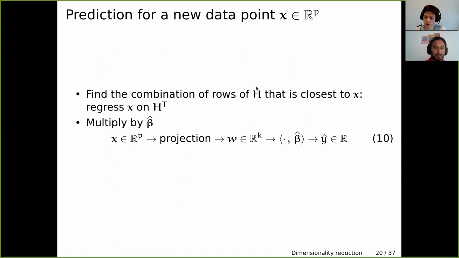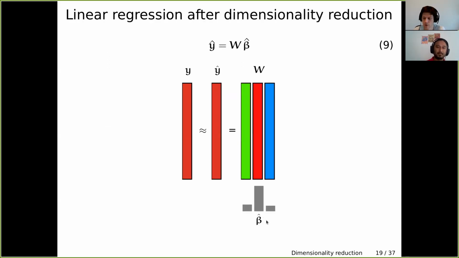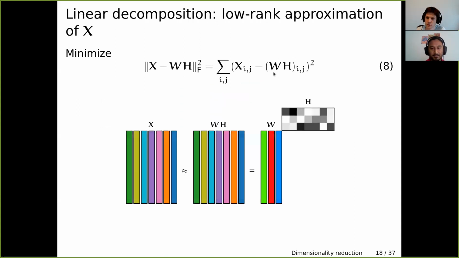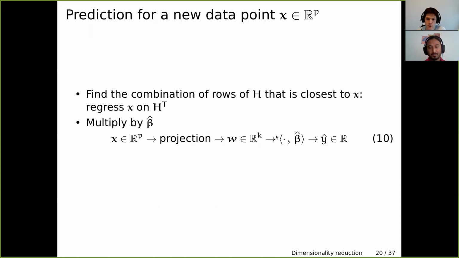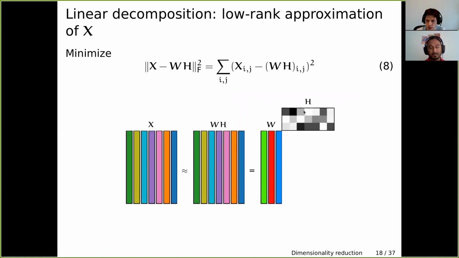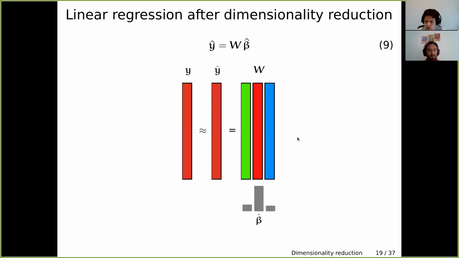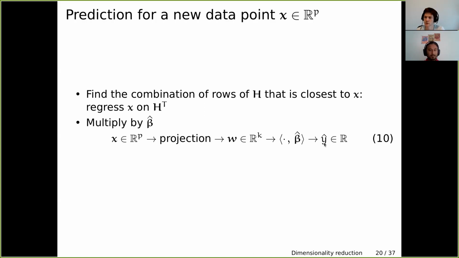Once I have fitted this small vector of parameters beta, which is now much easier because I'm in a smaller dimension, when I need to make a prediction for a new point X, for example in my test set, I first find its coordinates in the space spanned by W. So I regress it on my matrix H, and once I have represented it in this 3-dimensional space, I multiply it by the 3-dimensional coefficients that I learned in this step, and I obtain my prediction Y for this input vector.